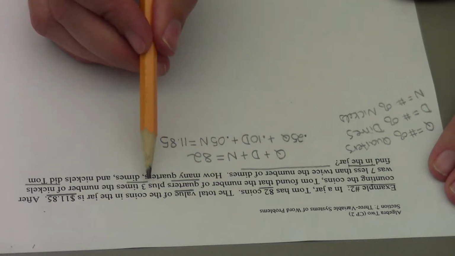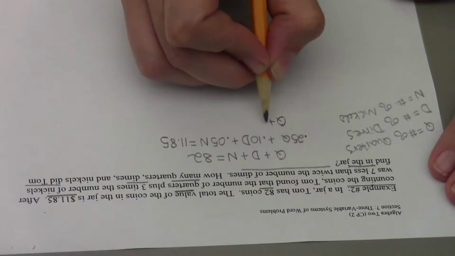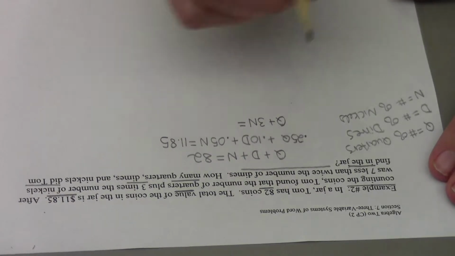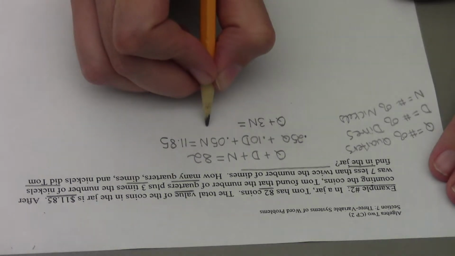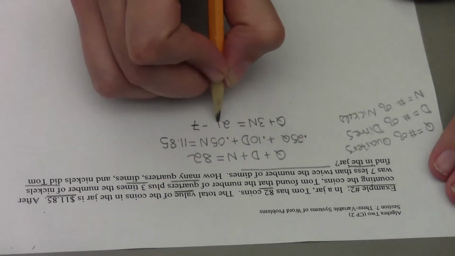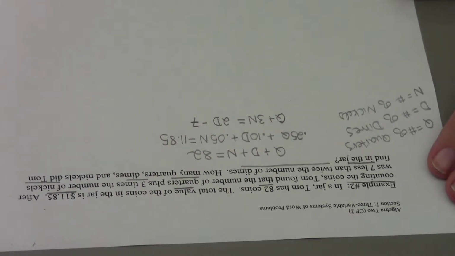My third equation, I'm going to look down at that third sentence. Tom found the number of quarters, so the number of quarters, Q, plus 3 times the number of nickels would be my equal sign, 7 less, so I'm subtracting 7 from twice the number of dimes. So those are my 3 equations.